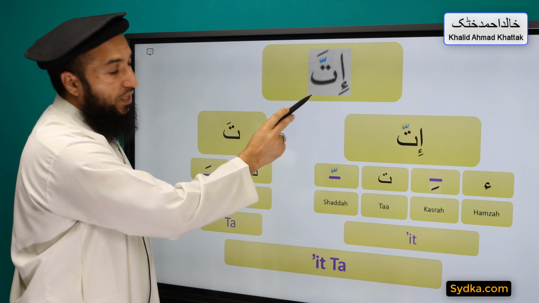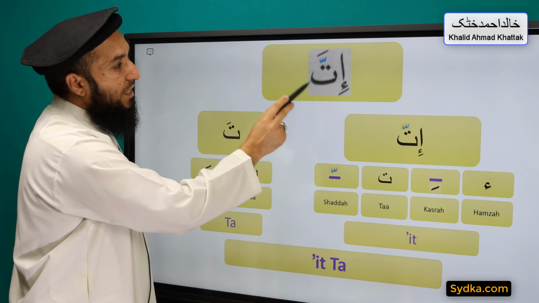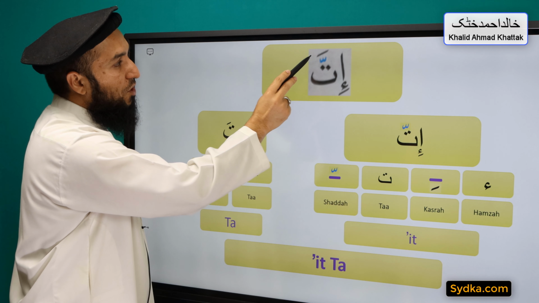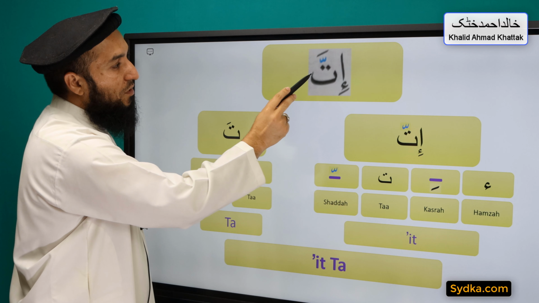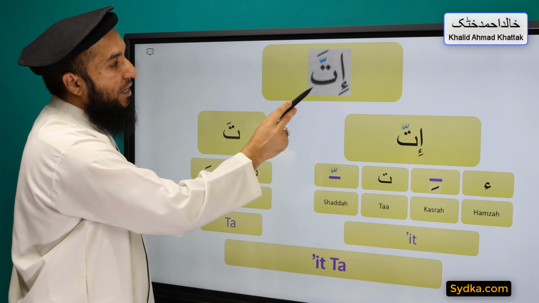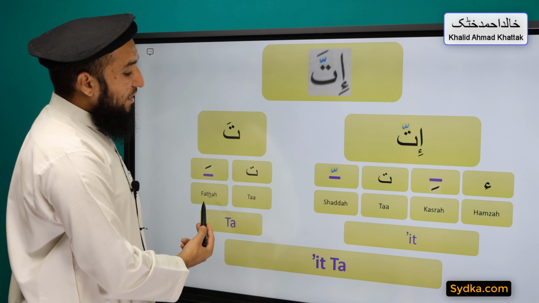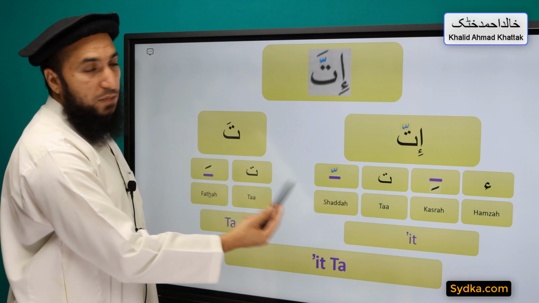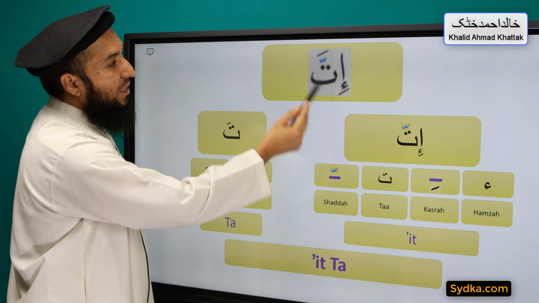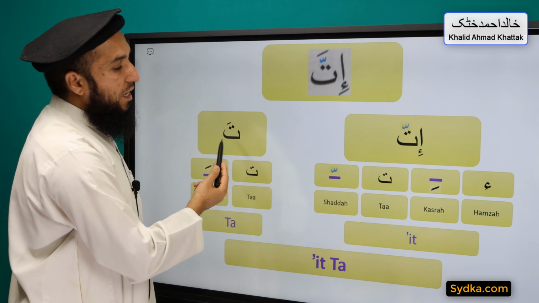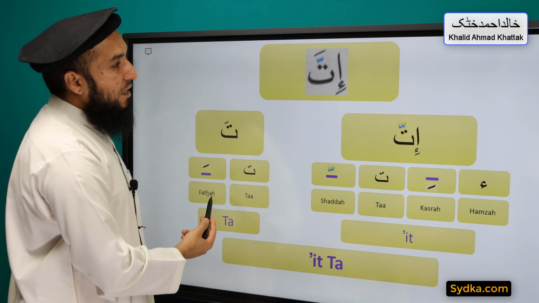The second syllable we have is ta fatha ta. Ta is a light letter, it has fatha on top of it and it is prolonged for one count. Ta fatha ta. Combining both syllables together we have itta, itta, itta.